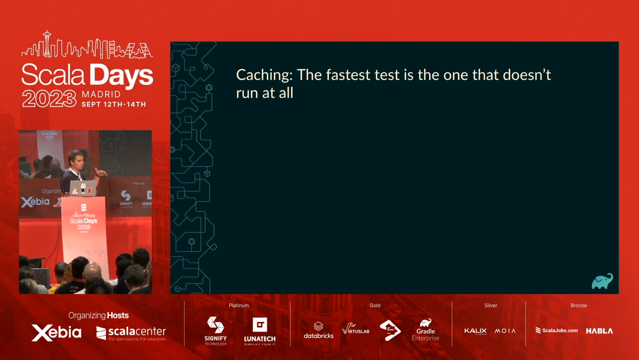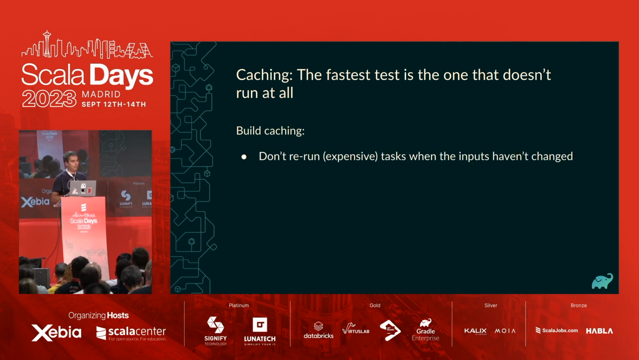So once we've done that, we would also like to go one step further. We would like to speed up our build so we get to that productivity that we desire. And the fastest test is the one that doesn't run at all. And the answer to that is, let's cache results if we can. So build caching tries to be smart about your tasks, and expensive ones in particular, and not run them again if the inputs haven't changed.